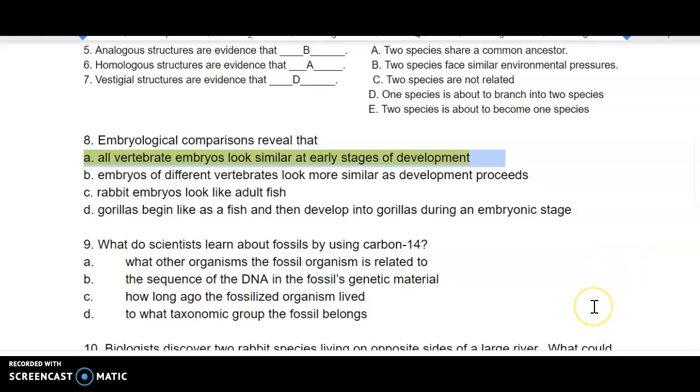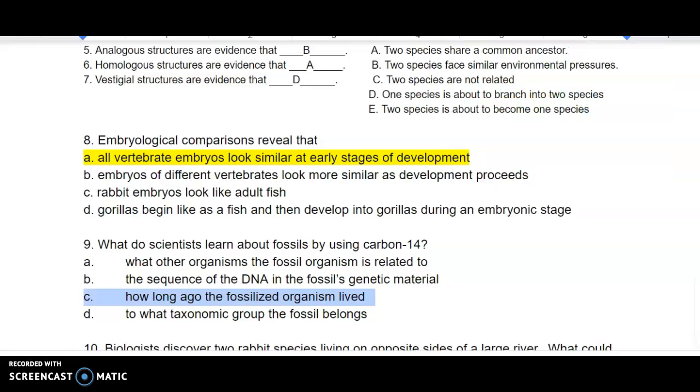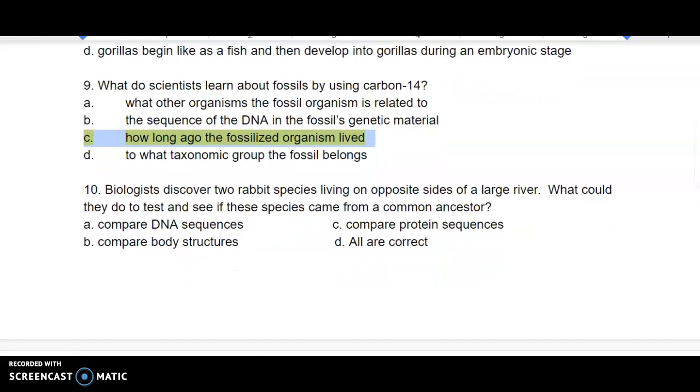Number 9, what do scientists learn about fossils using carbon-14? That's called carbon-14 radioactive dating. So it would tell us how long ago the fossilized organism was alive. Because once they die, that carbon-14 starts breaking down. They can measure how many half-lives it has been through to get an idea of how old that fossil is. Again, that's an idea within thousands to millions of years.